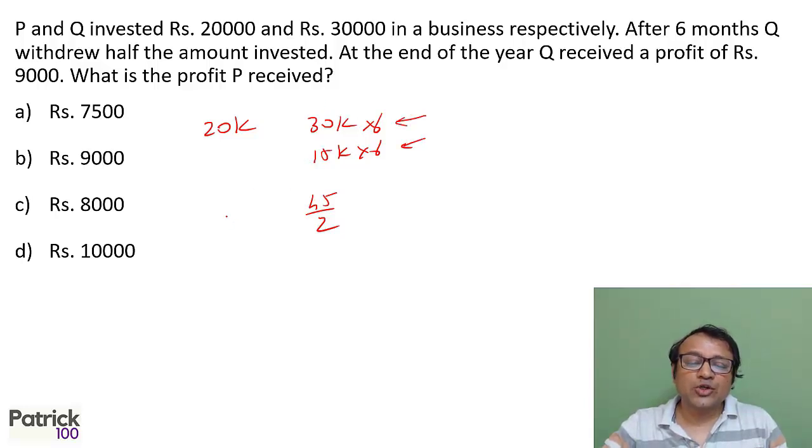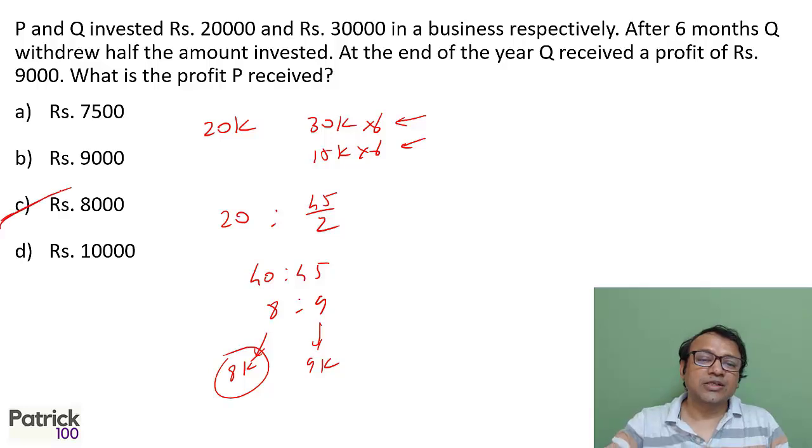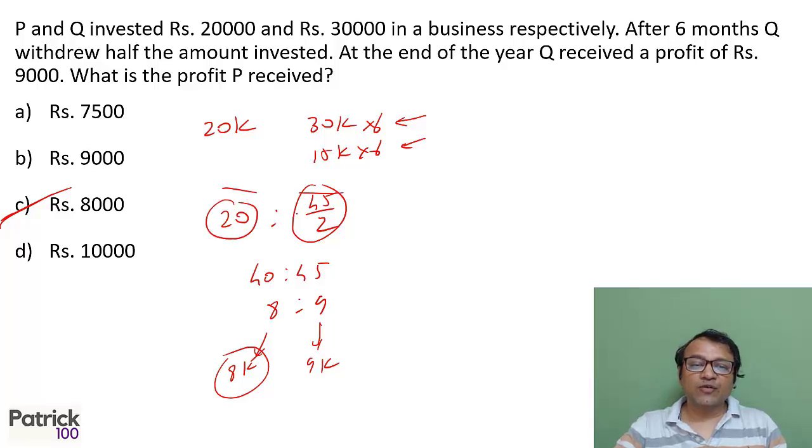So the ratio of the investment is 20 is to 22.5, which is how they will distribute the profit, which is 40 is to 45, or 8 is to 9. So 9 stands for 9,000, which means 8 will stand for 8,000. That will be the answer, C option. So from there you get P will get 8,000 rupees.